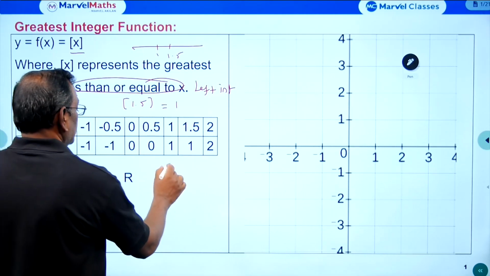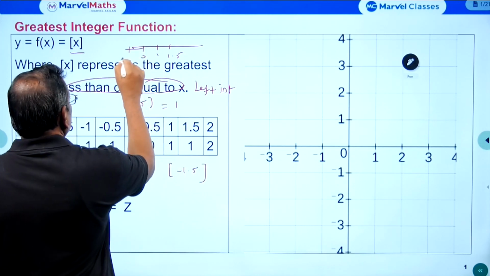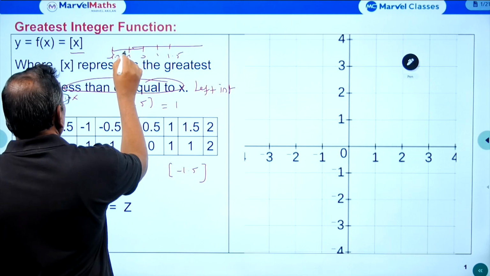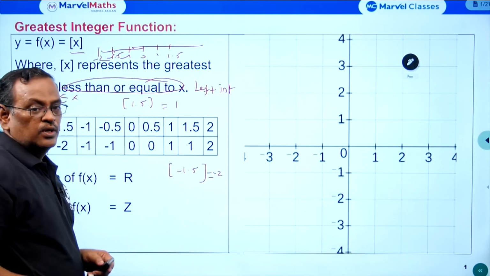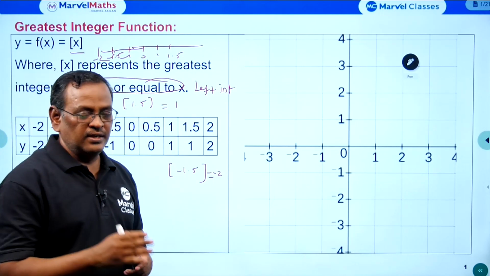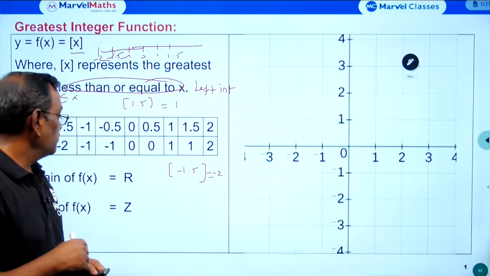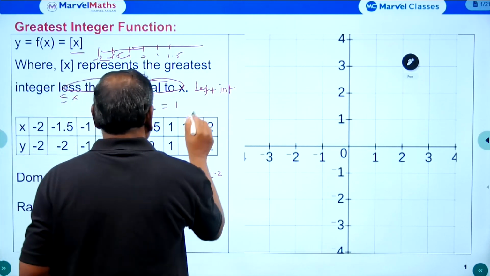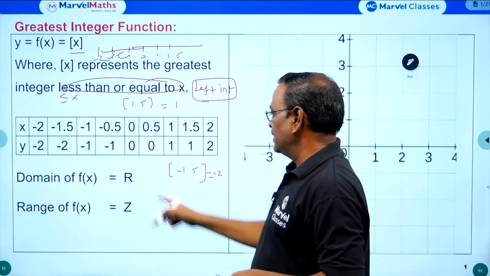For example, if it is minus 1.5, so this is 0, this is minus 1 and this is minus 1.5, and hence the value is what? Minus 2. So don't forget this, whatever the value inside the bracket, the output is the left side integer. Now using this concept, how to draw the graph of the greatest integer function.